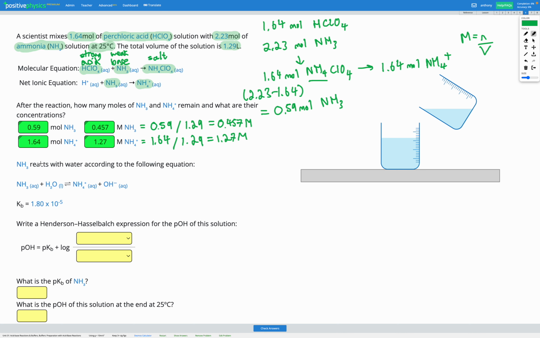Okay, so we've got our concentrations of our base and our conjugate acid after the reaction. Here's our dissociation equation for our base, NH3. It reacts with H2O to form NH4 plus and OH minus. So this is our base. This is our conjugate acid. And we're given Kb is 1.8 times 10 to the power of negative 5. To figure out the pH of this solution, we're going to start by figuring out the pOH, since we're talking about a base, using the Henderson-Hasselbalch equation. So let's head to the reference sheet.